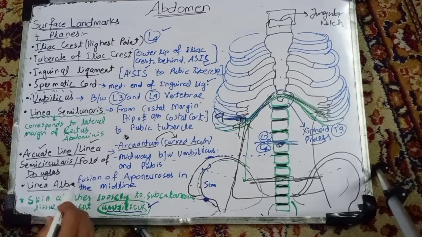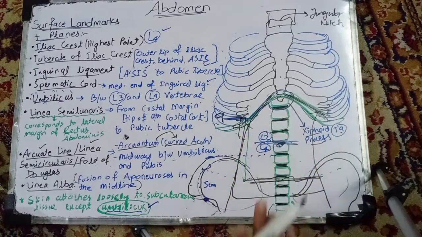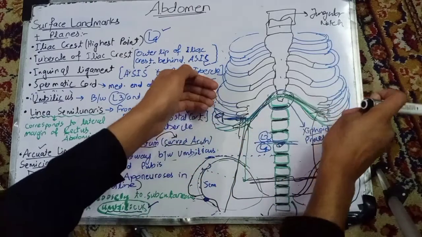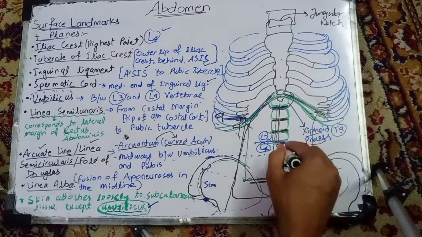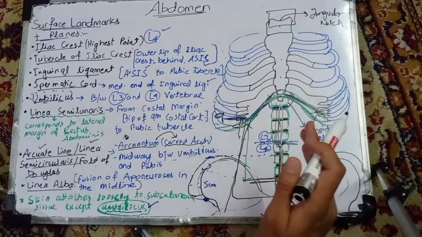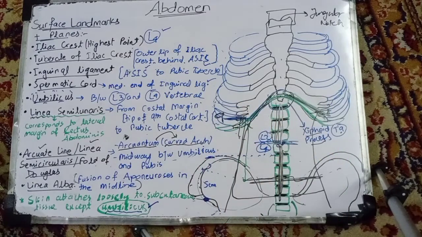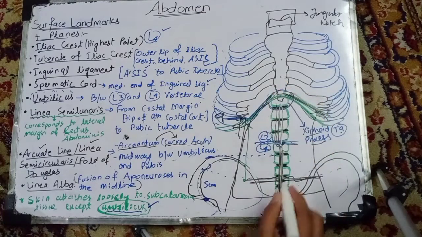So linea alba is the fusion of the aponeuroses in the midline. This is also the definition of the linea alba. It is the fusion of the aponeuroses of all the abdominal muscles present in the abdominal wall, which come from here and fuse midway between, making a very hard connective tissue, because you know that in the abdominal wall there is no bony structure present. All the support is provided by the abdominal muscles and the aponeuroses. So this will be the white line called the linea alba that will be present here.